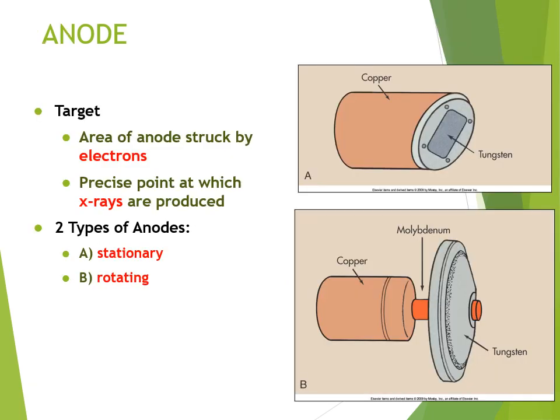Now the anode, on the other hand. We have the target, and that's the area of the anode struck by electrons and the precise point at which X-rays are produced. In the stationary anode, which is the first one shown, the area where the tungsten is located is the target. On the rotating anode, which is the one below, we have a focal track, but the target ends up being down here, and this area all the way around is called the focal track.